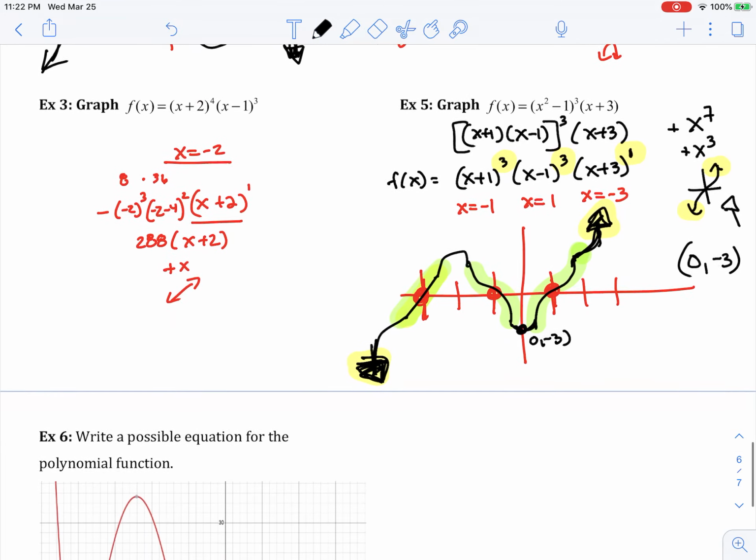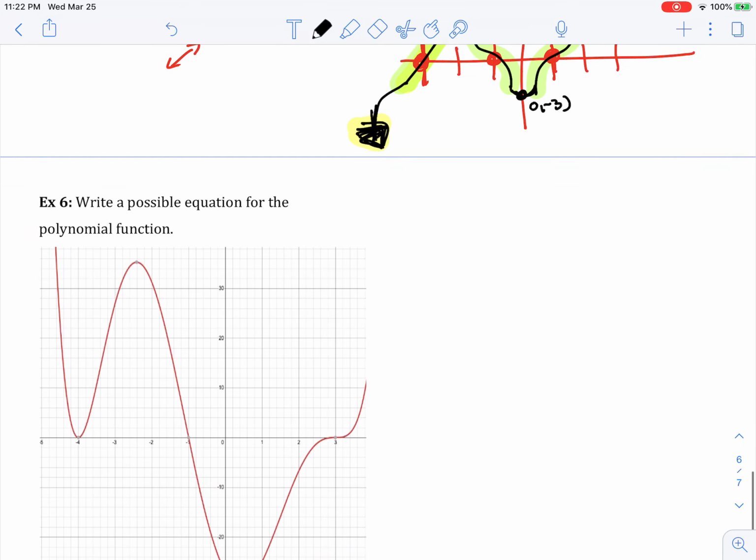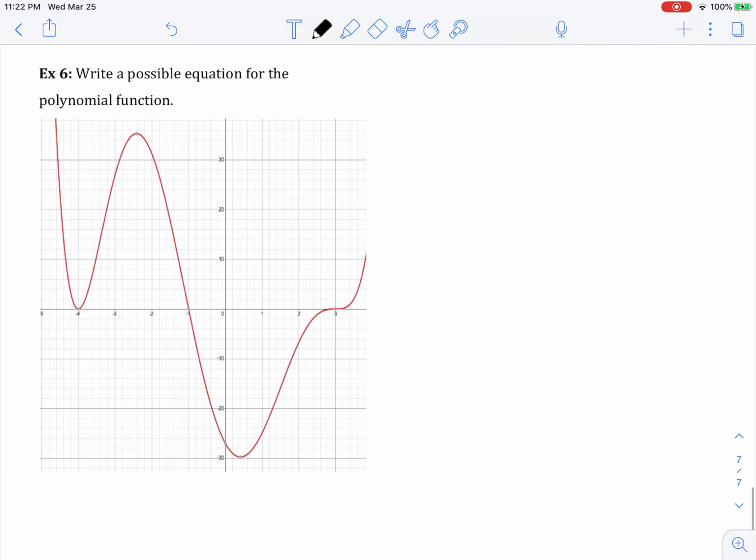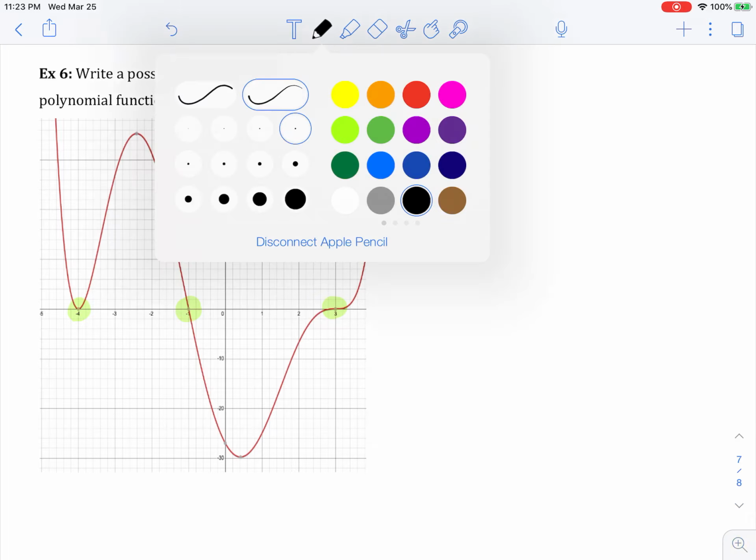Okay. And let's go to the last one, number 6, where we are now trying to write a possible equation for our polynomial function. In terms of a possible equation for that picture there, well, first of all, we know that we have a couple of x-intercepts here. We have an x-intercept at -4. We have an x-intercept here at -1. And we have an x-intercept here at +3.